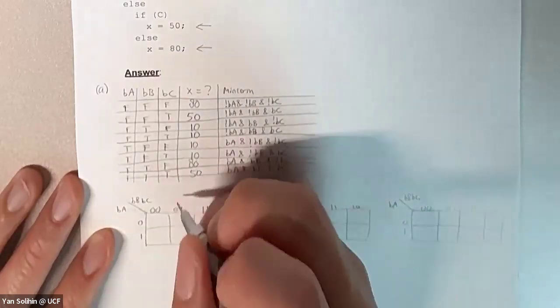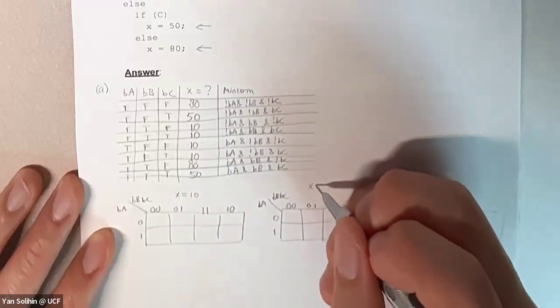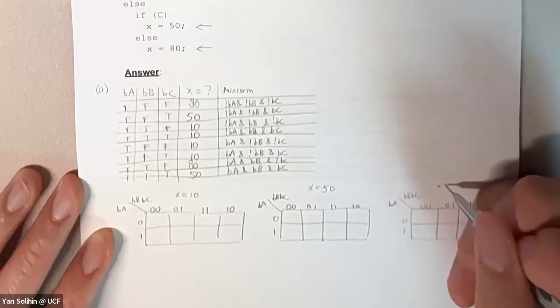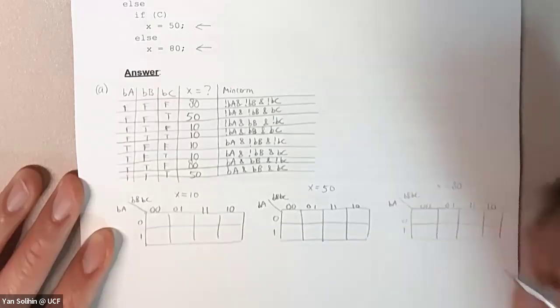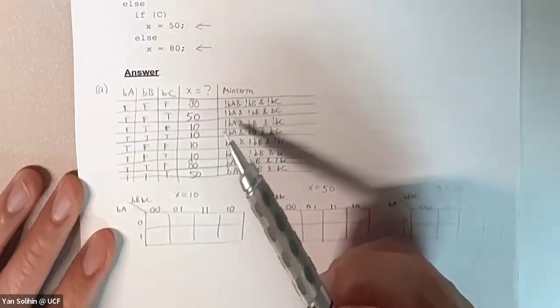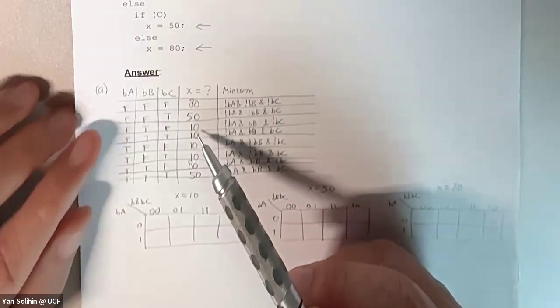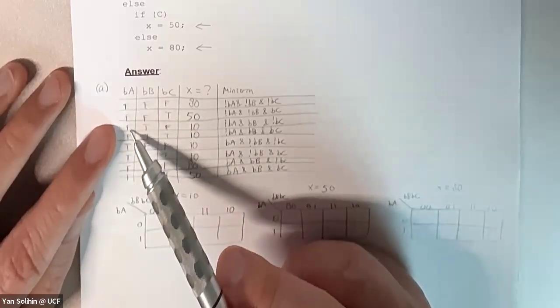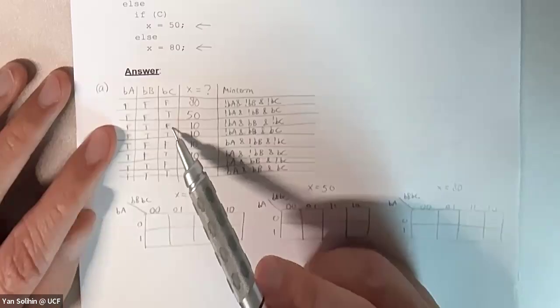So the first will be for when x is assigned a value of 10. Second, when it's assigned a value of 50. Third one is for when x is assigned a value of 80. So in this case, we look at the case for 50. False, true, false, right?